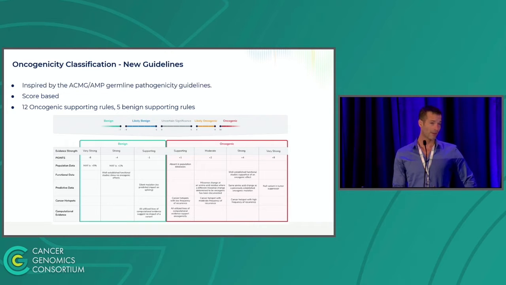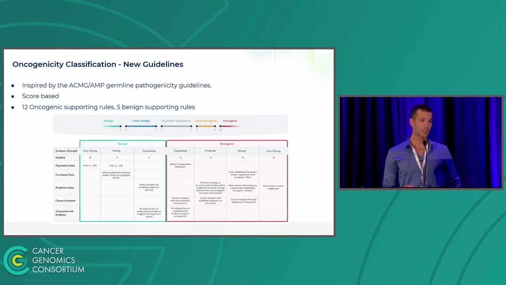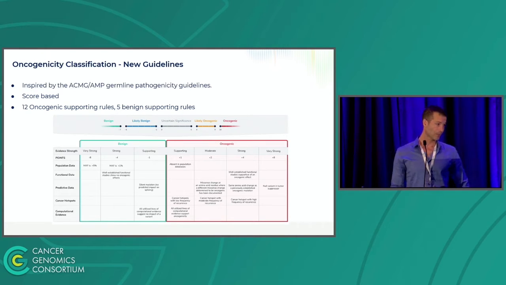normal population; functional studies, whether they support an oncogenic effect or a benign effect; predictive data, which is related to the impact of the variant on the gene or the protein, for example, loss of function variants in a tumor suppressor gene; computational evidence, which includes in silico prediction tools; and lastly, cancer hotspot, which is unique evidence for somatic variants, meaning variants which appear in amino acids which are frequently mutated in tumor samples.